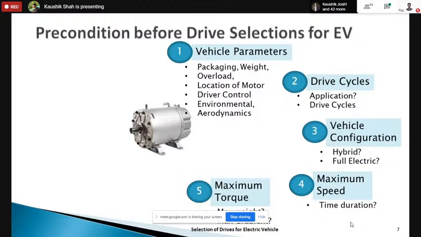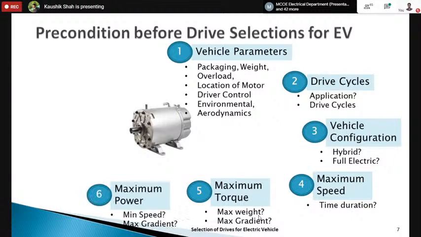Then again, maximum torque. So this is the torque demand which is required at a maximum weight or a gradient, because, in the Indian context or everywhere in the world, there are different gradients which a vehicle needs to drive. So this data is required. Maximum power, again, I talked about your maximum power, your cruising, right? So maximum, minimum speed and maximum gradient, what the situation.